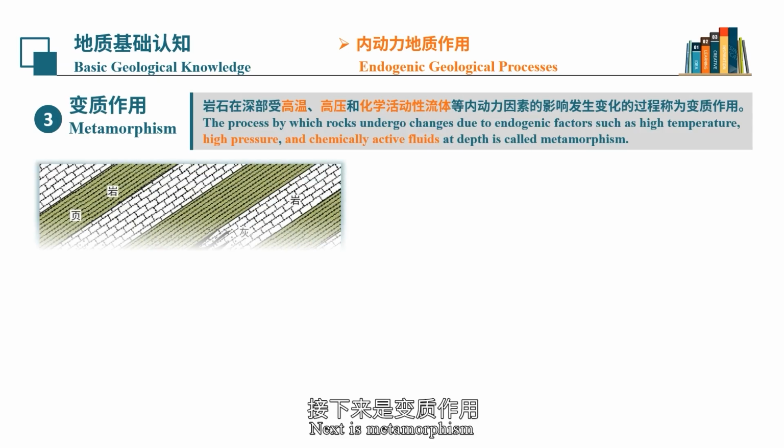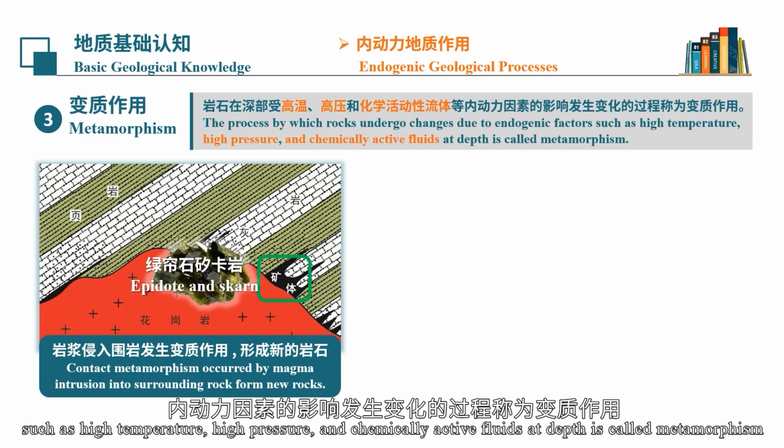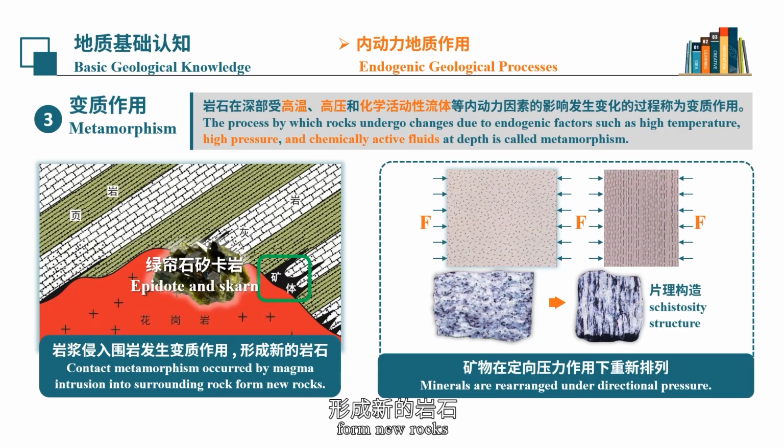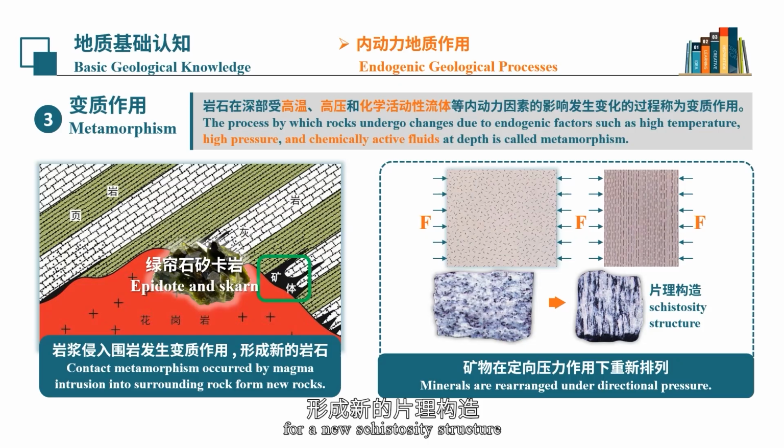Next is metamorphism. The process by which rocks undergo changes due to endogenic factors, such as high temperature, high pressure, and chemically active fluids at depth, is called metamorphism. Contact metamorphism occurs when magma intrudes into surrounding rock to form new rocks. Directional pressure aligns minerals in rocks perpendicular to the direction of pressure, forming a new schistosity structure.